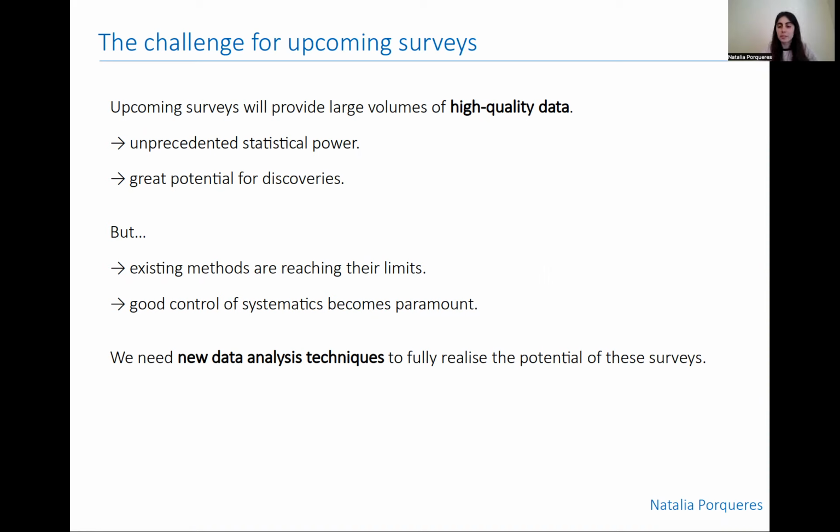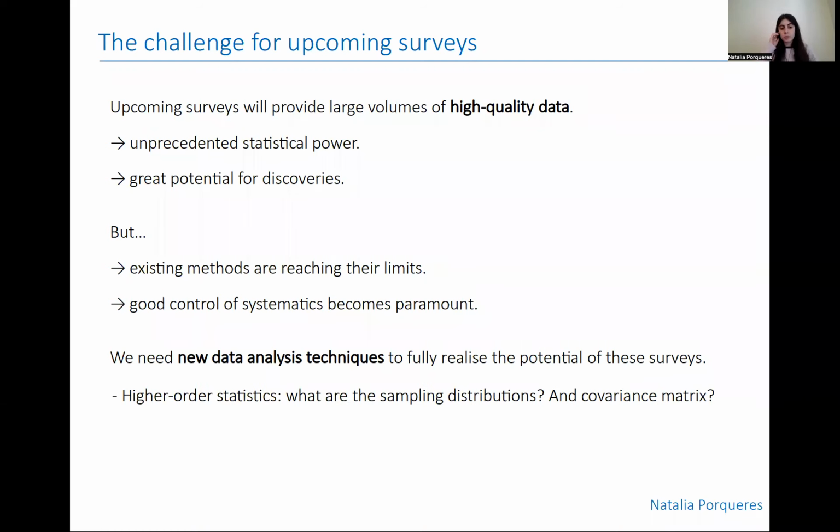new surveys, or the upcoming surveys, are going to require new data analysis techniques that we need to make full use of the data and extract all the information that is there in the data. So how can we extract all this additional information? One way to do that would be to use higher order statistics. In this case, we would keep compressing the data, summarizing the data into a set of functions, but adding higher order correlation functions, for example.